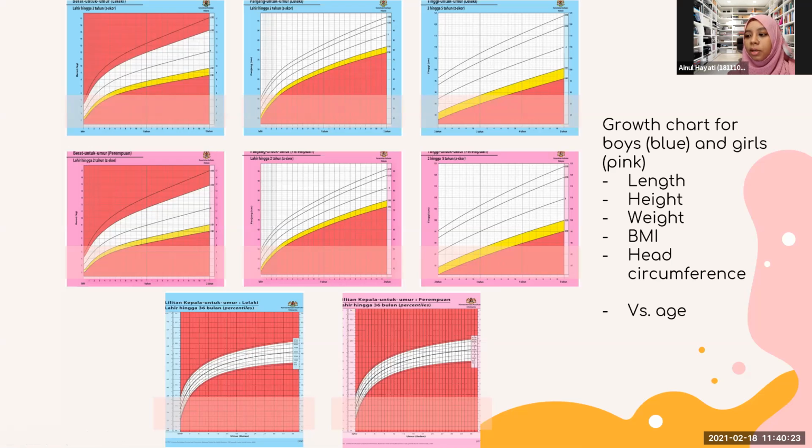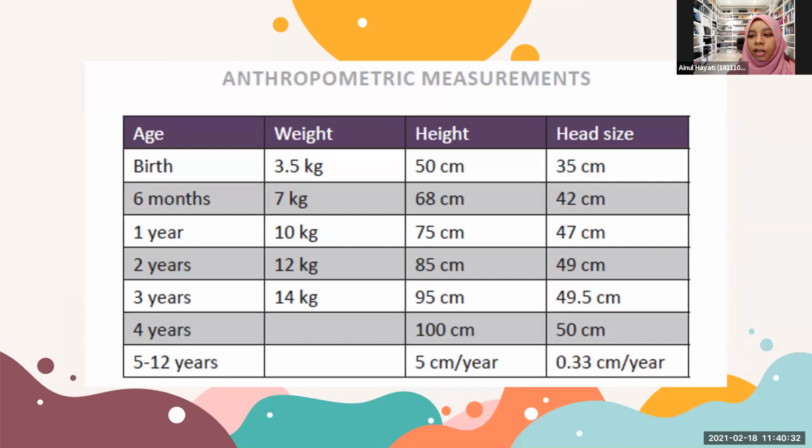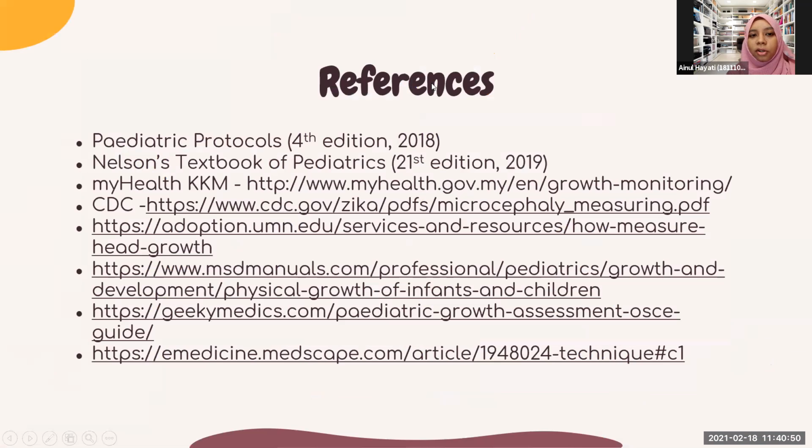of the patient. It is plotted against the age of the patient in weeks, or in years for 2 years and older. So from pediatric protocols, these are the normal or ideal anthropometric measurements for the weight, height, and head size according to age: at birth, 6 months, 1 year, 2 years, until puberty. I think that's all for my presentation today.